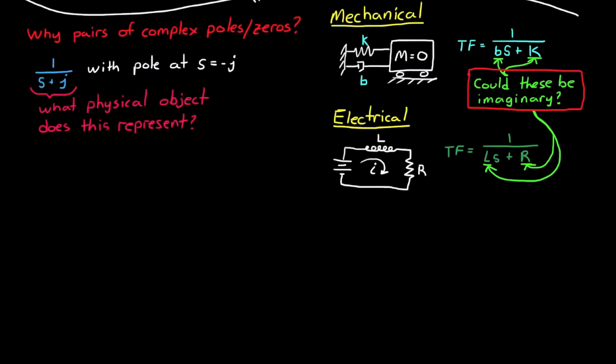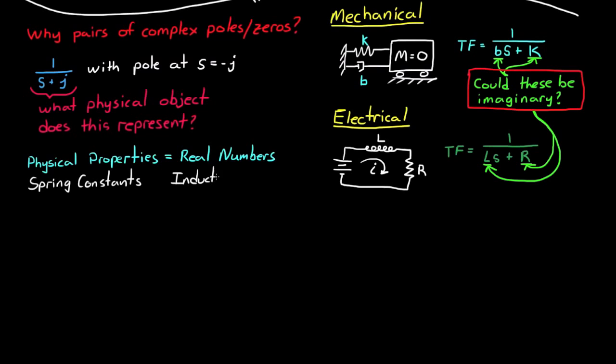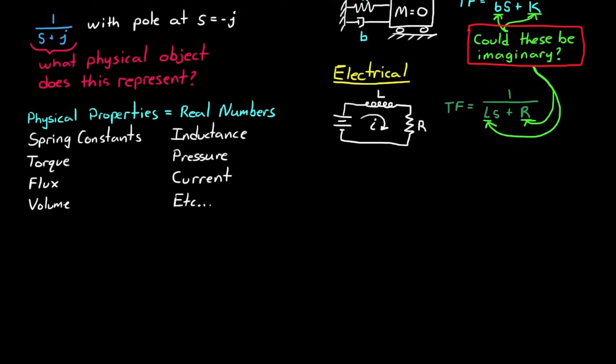So in both of these cases, the coefficients of the transfer function polynomial all have real numbers. And that's because they represent real physical values like spring constants and inductance and resistance. Other physical properties are things like torque or pressure or flux or current or volume, and all of these have real values. Even if a transfer function has polynomials that have real coefficients, it's still possible to have imaginary roots. But in order to do so, we must have a second-order system or higher.